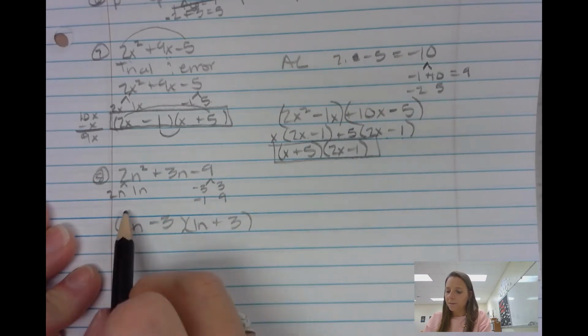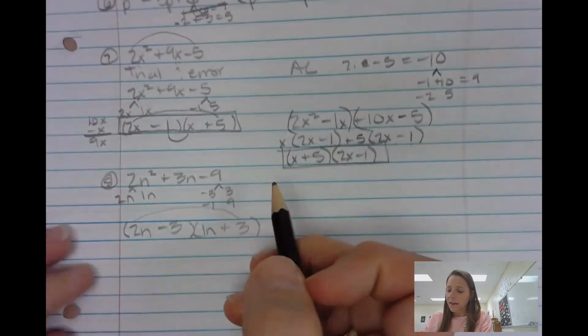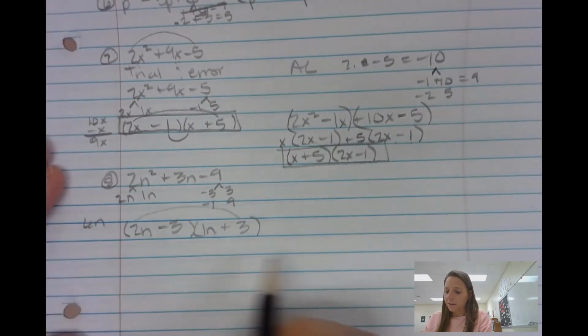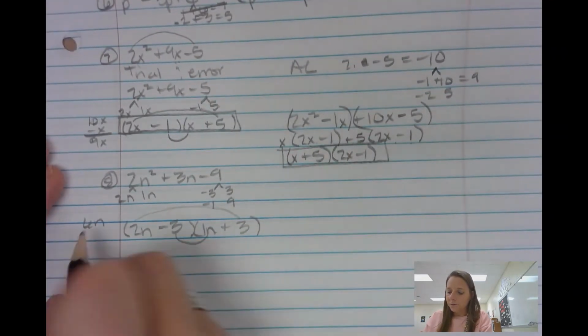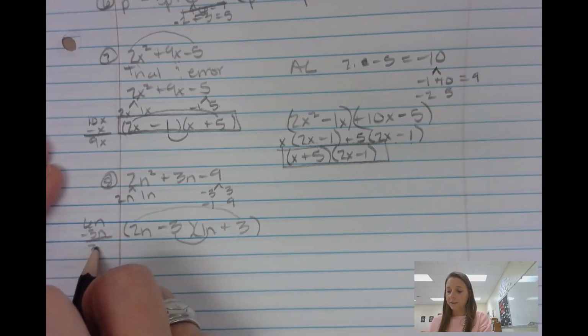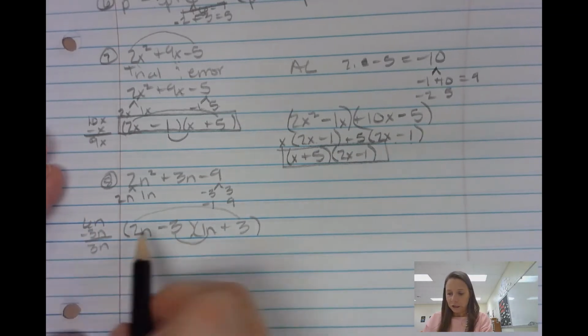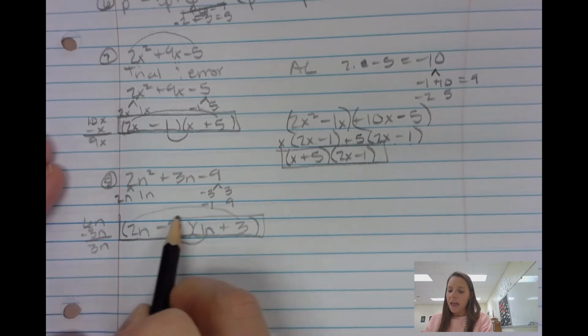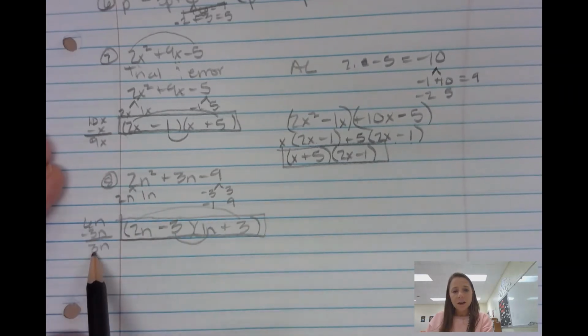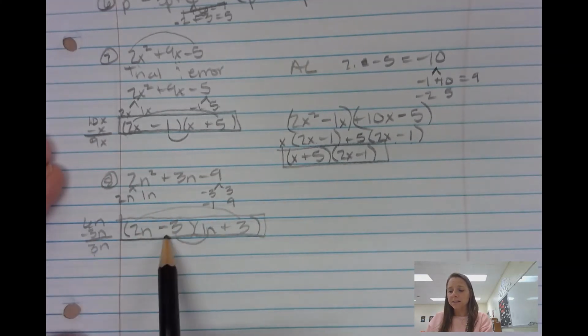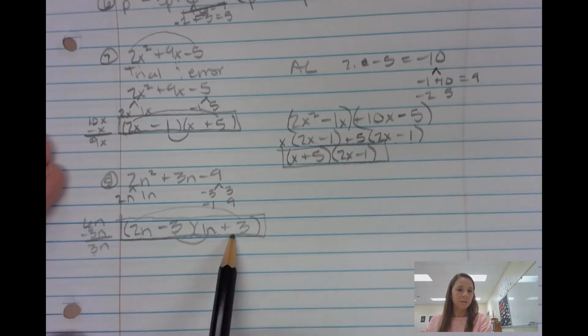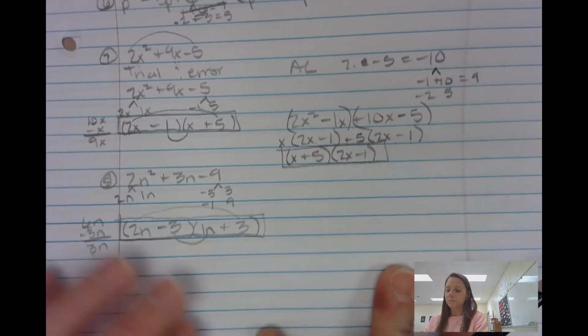Multiply the first and last. That gives me 6n. Multiply the middles. That gives me negative 3n. That gives me positive 3n, and again, it just so happens I get this. Now, had this been negative 3n right here that I got, I would just change these signs. That would go to a positive, and that would go to a negative.